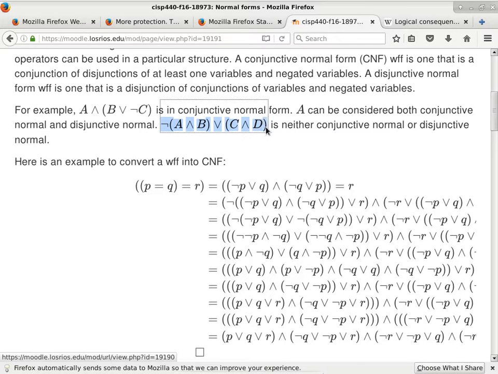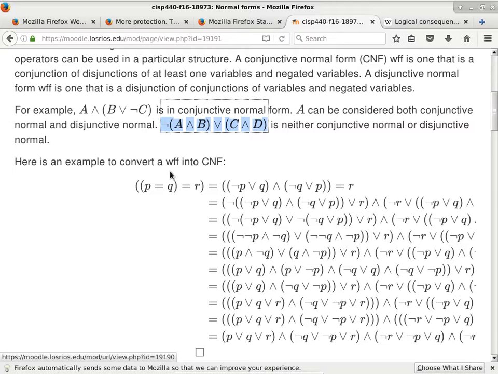Is that in CNF? Yep. What is the last operation of this entire thing? The last thing is an or, which means it is not a CNF, because in conjunctive normal form the last operation is a conjunction. It's almost DNF, but it's not DNF either, because you have a negation that is not applied to a single variable. You have a negation that applies to the conjunction of variables, so it's not DNF, and it's not CNF either.